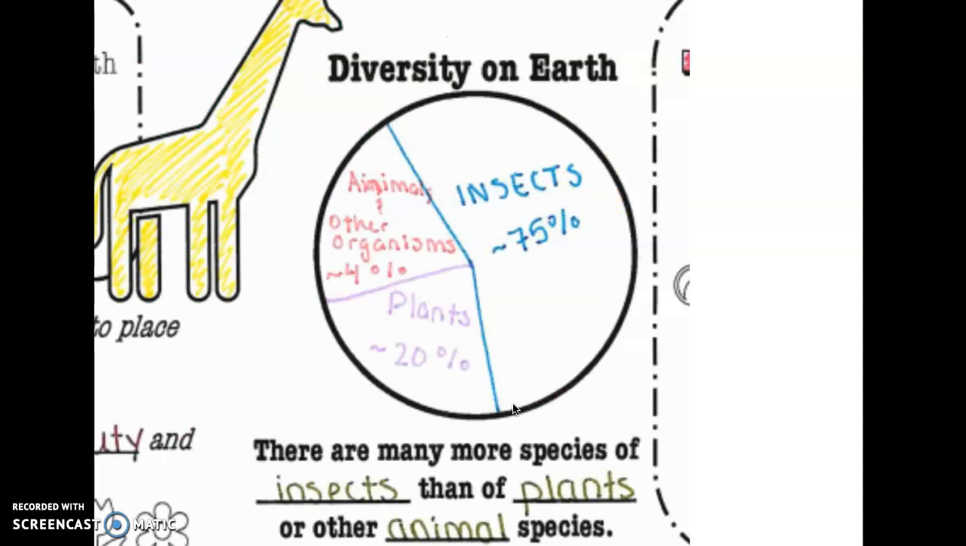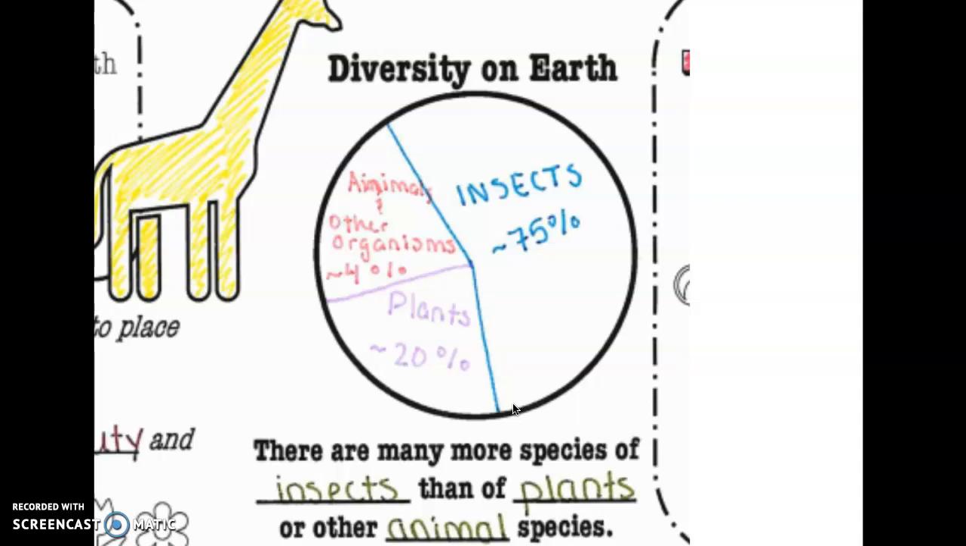Diversity on Earth. I want you to look at this graph. Hopefully you can put it into your notes using the Google drawing feature. If not, you're just going to type in the facts here. Insects make up about 75% of the diversity on Earth. Plants make up 20% of the biodiversity on Earth, and then animals and other organisms make up about 4%.